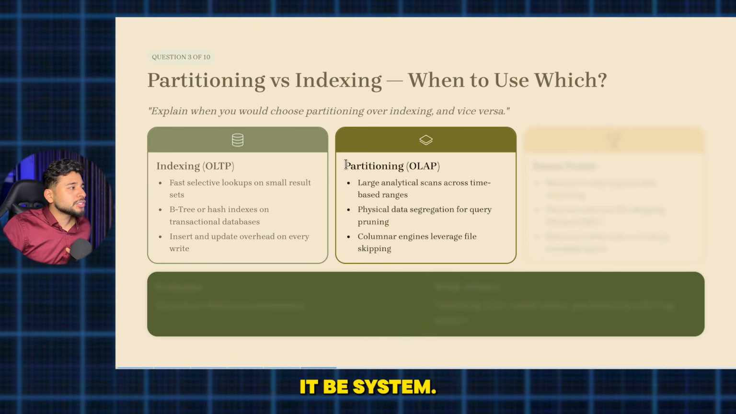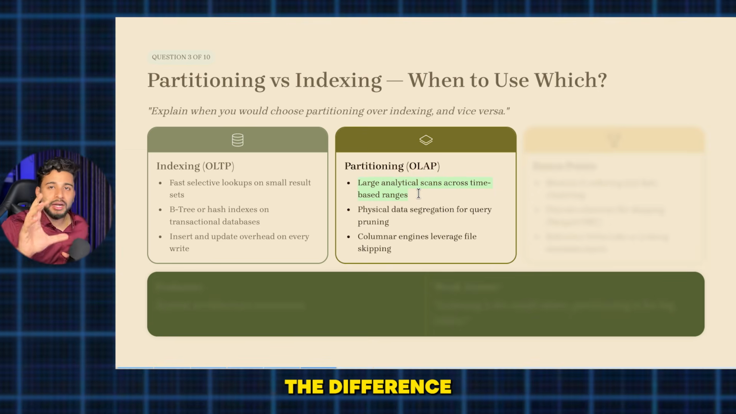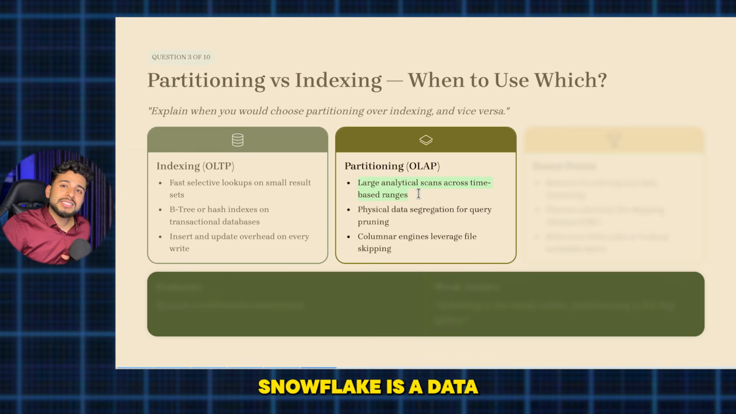Next thing is the OLAP system. There I'll use partitioning, because OLAP systems are more about your warehouses or your lakehouses. BigQuery is one of the warehouses, Teradata is one of the warehouses, Synapse Analytics is one of the warehouses, and Databricks is one of the lakehouses. That is the difference between the things. Snowflake is a data warehouse.